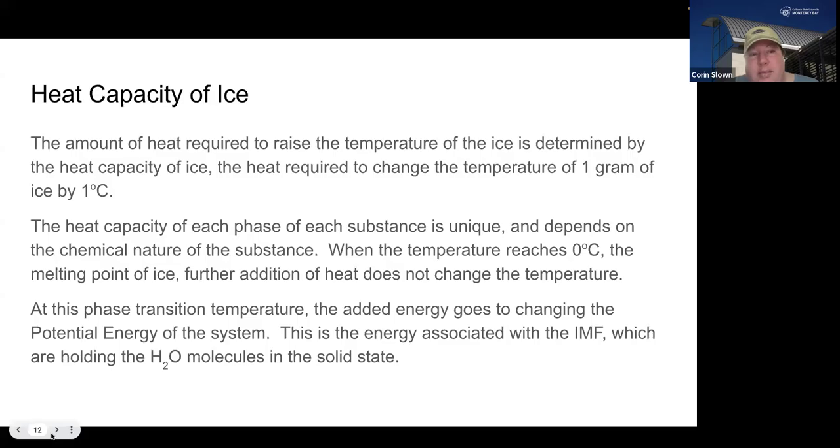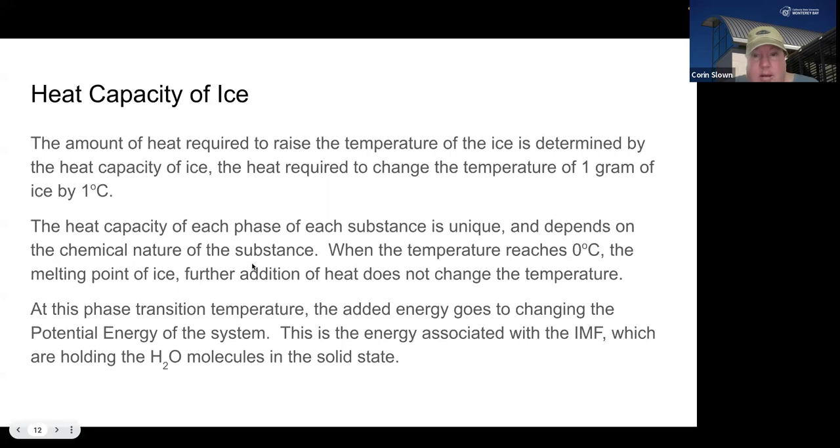So we're going to think about the heat capacity of ice. That's the amount of heat that's required to raise the temperature of ice, always 1 gram by 1 degree Celsius. So there's a specific number associated with it, and it's always per gram per degree Celsius. That's what the change actually is. And then we know that heat capacity is unique for each substance, and it's really going to depend on the chemical nature of that substance.